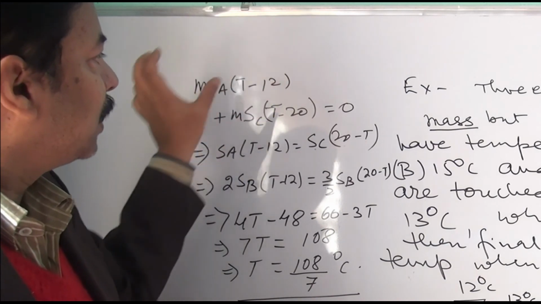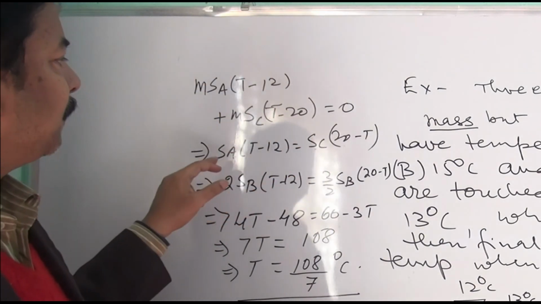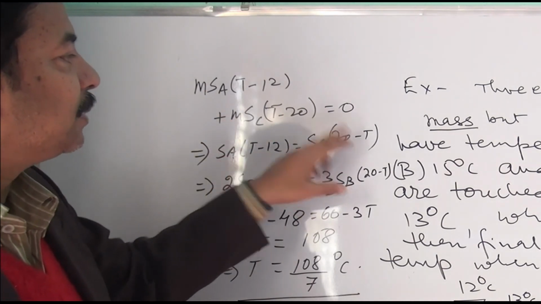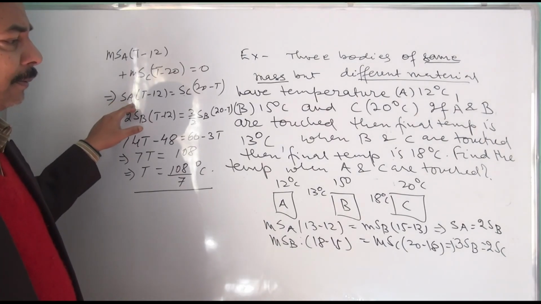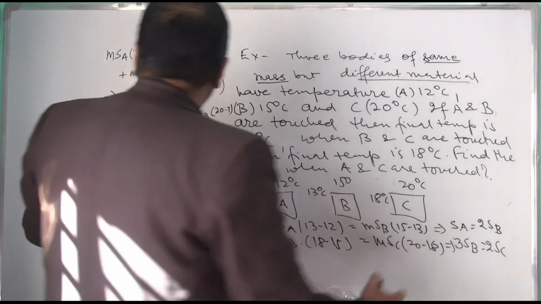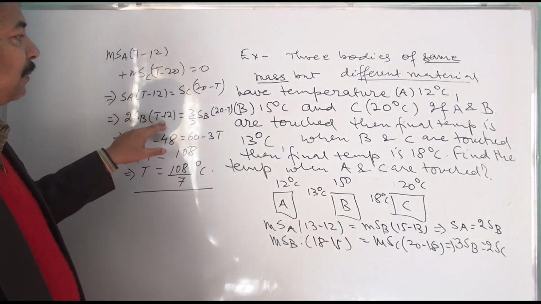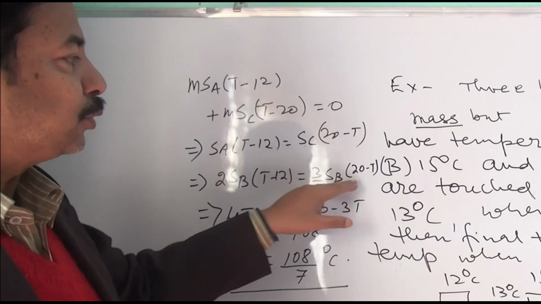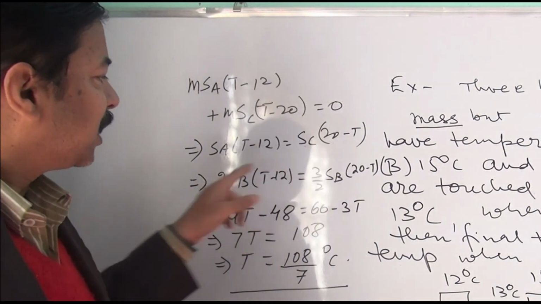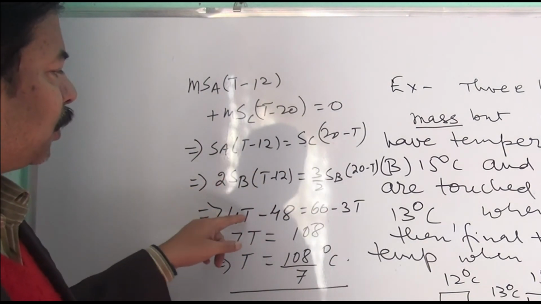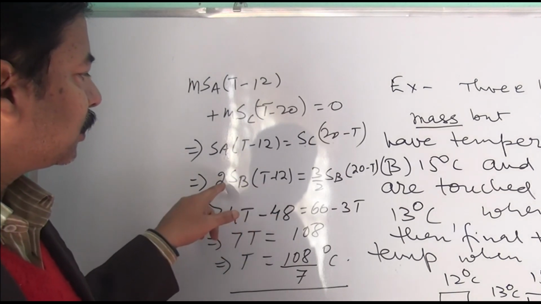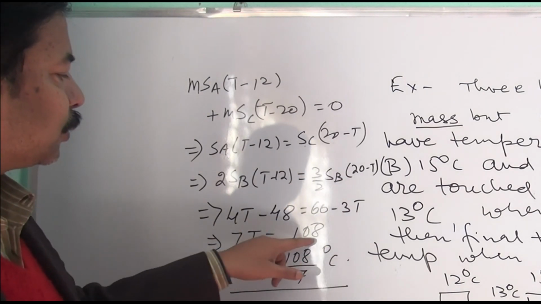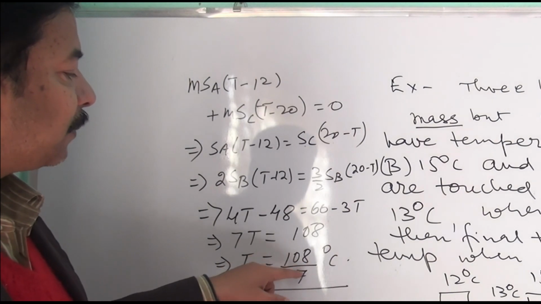So m S_A (T minus 12) equals m S_C (20 minus T), and since the mass is equal, it will cancel. S_A (T minus 12) equals S_C (20 minus T). In place of S_A we write 2 S_B, and in place of S_C we write 3 by 2 S_B. So 2 S_B (T minus 12) equals 3 by 2 S_B (20 minus T). S_B will cancel, and we get 4T minus 48 equals 60 minus 3T, so 7T equals 108. So T equals 108 by 7 degrees centigrade.